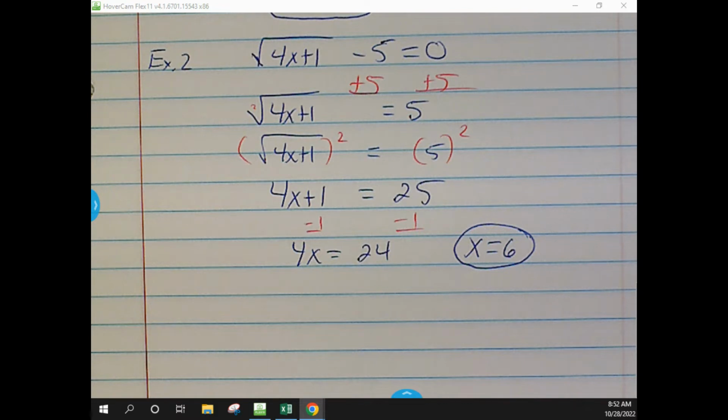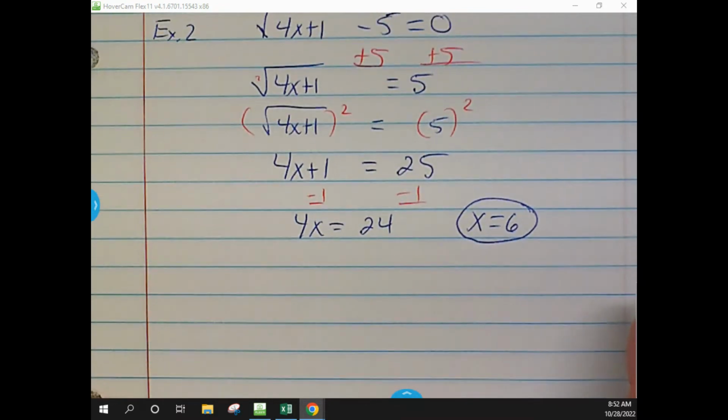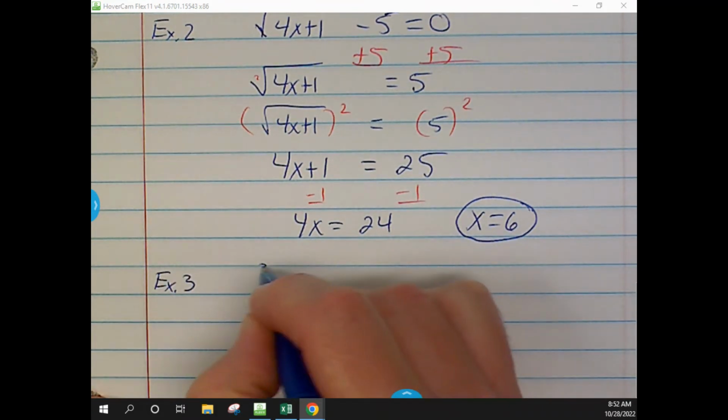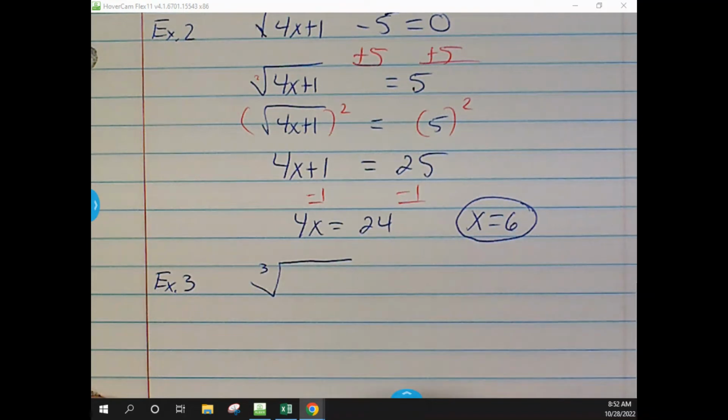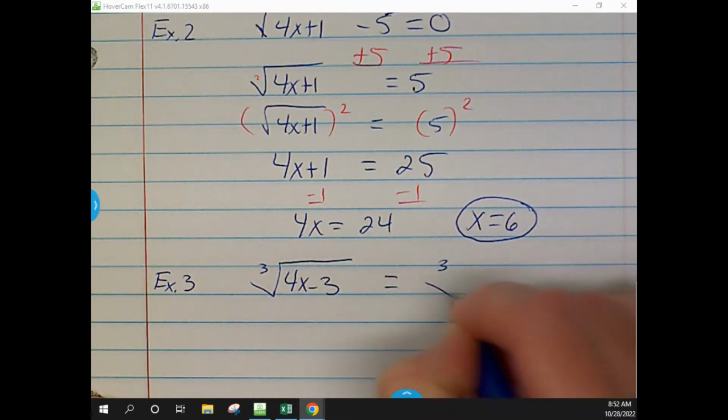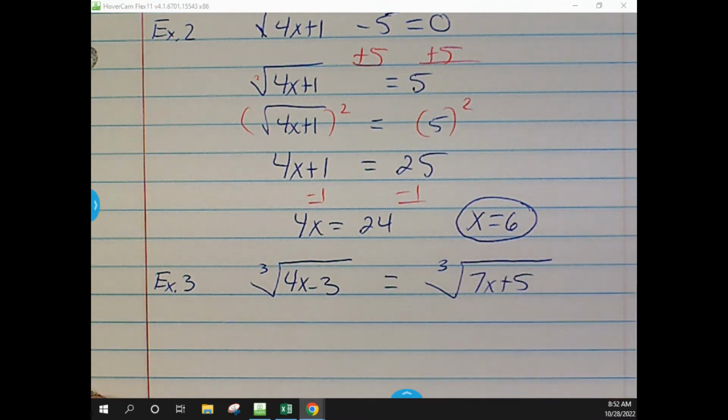Let me show you this one, because sometimes this one throws people off just a little bit, but it's actually really not bad at all compared to some of the ones that we'll see in a little bit. So let's do the third root of 4x minus 3 equals the third root of 7x plus 5.